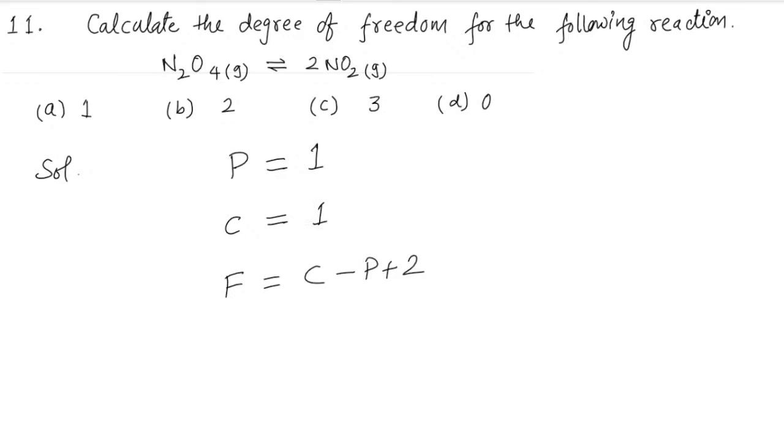So component should be 1. Correct me if I am wrong. Say number of constituents are 2, N2O4 and NO2. But there is one relation between them. So 2 minus 1, that is components are 1. So it is 1 minus 1 plus 2. So degree of freedom should be 2. Correct me if I am wrong.